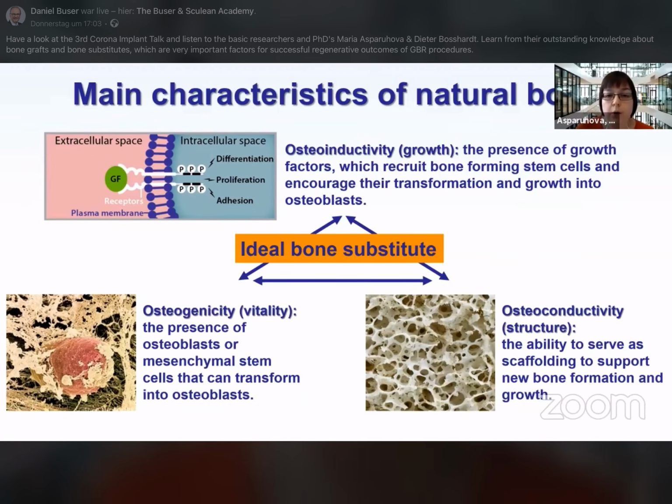Therefore, autologous bone is considered the gold standard in implant dentistry. Of course, a number of excellent bone substitute materials exist, and you will hear more about these substitute materials by Dieter in the next part of our talk.